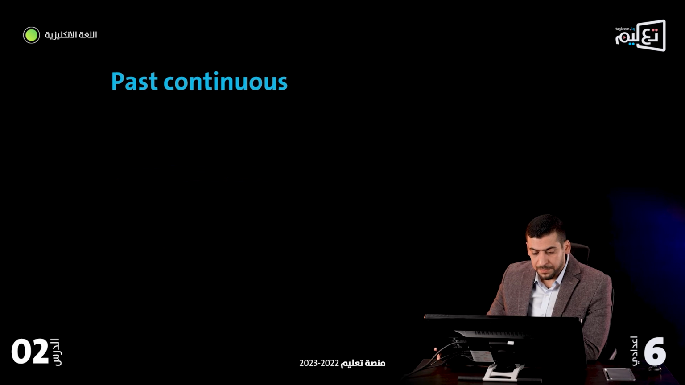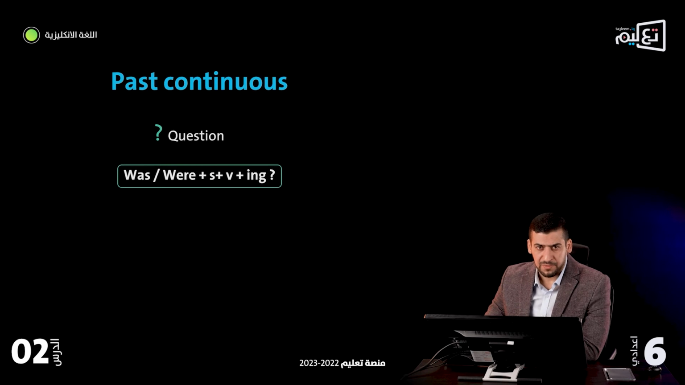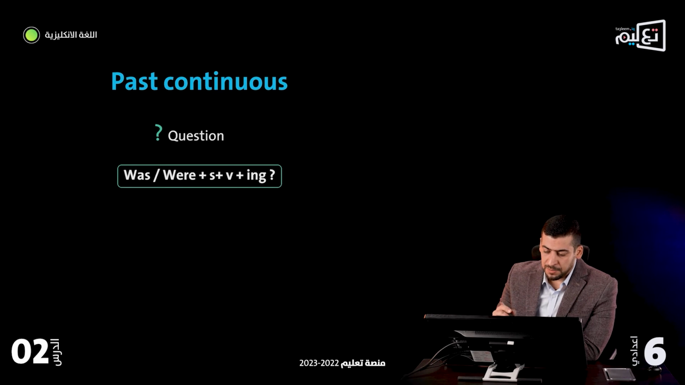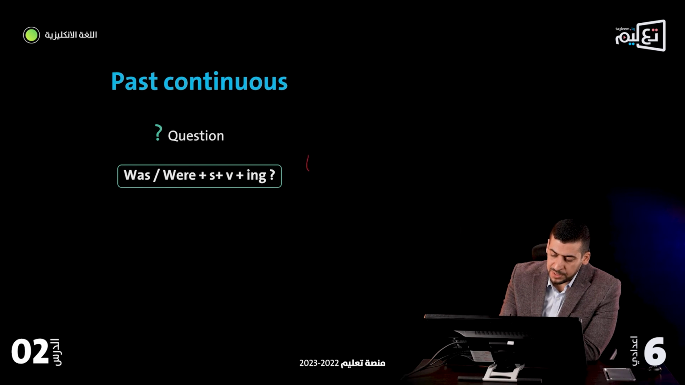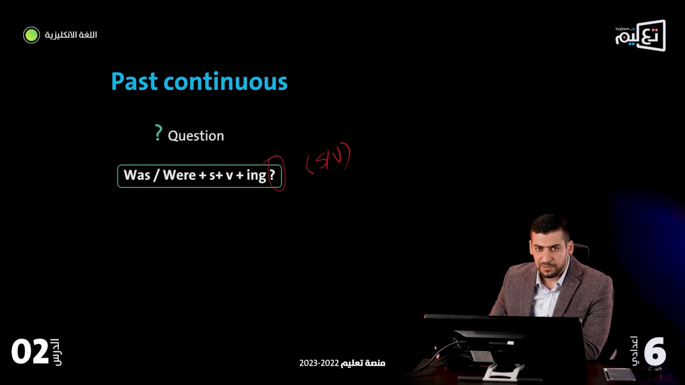In the question form, was and were as an auxiliary verb will be at the beginning, then followed by the subject, then the V, then the ing. The brackets at the examination time will be subject V, or you just simply look at the question mark at the end. Let's take some examples formed in this formula.